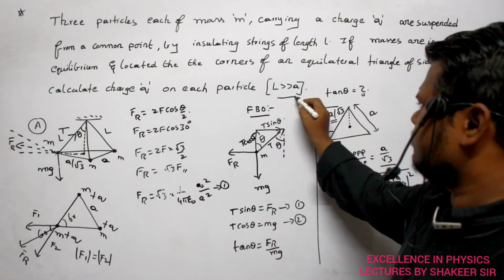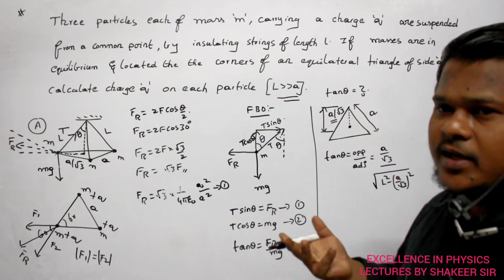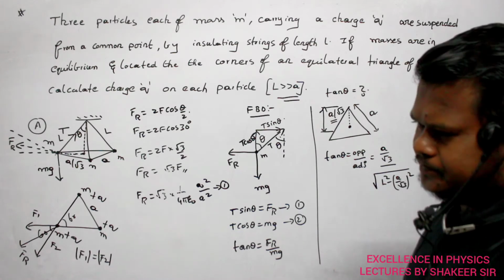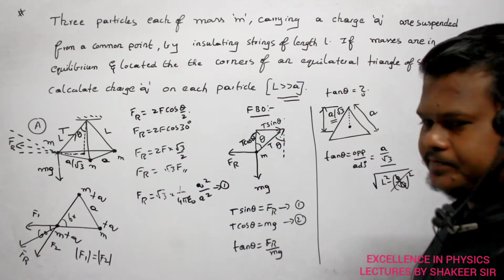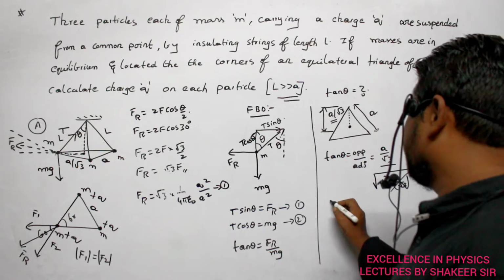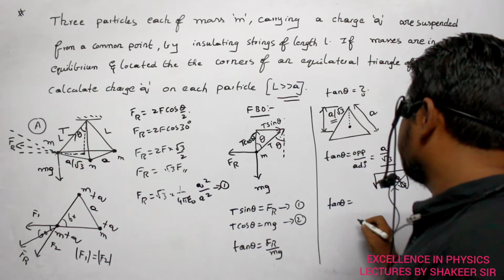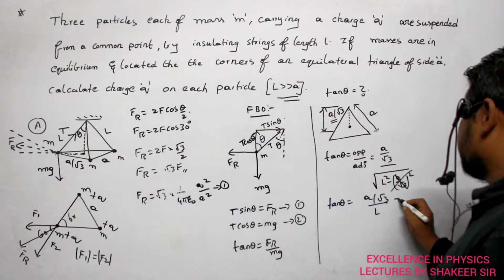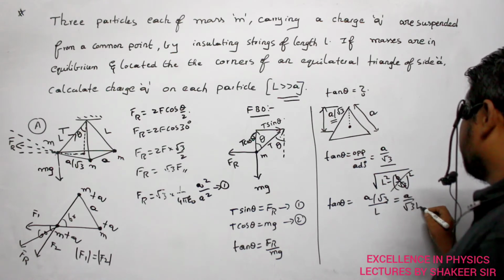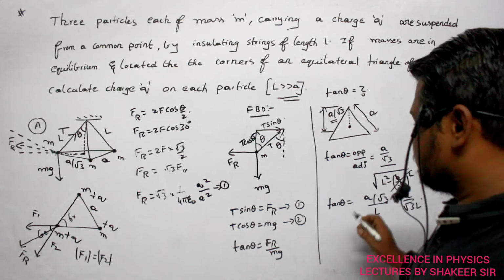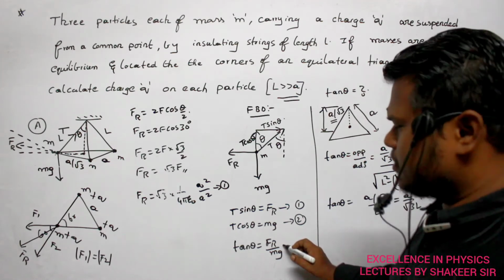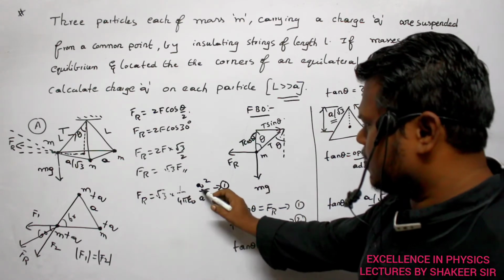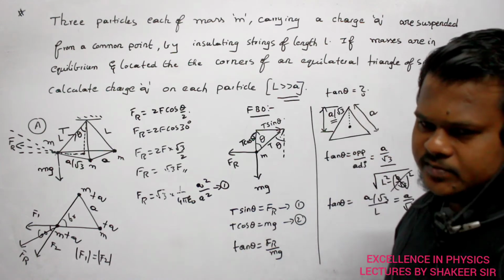Now here he also gave that L is much greater than A. L is much greater than A means that when compared to L square, A by root 3 squared is very, very small. So I can neglect this term. So what is the value of tan theta I got? Tan theta is equal to A by root 3 divided by L. I can write it as A by root 3 into L. So this is the value of tan theta. Take this tan theta and substitute in this relation. Can't you get the theta value? What I want to calculate is the Q value. That is my answer. Are you able to understand?